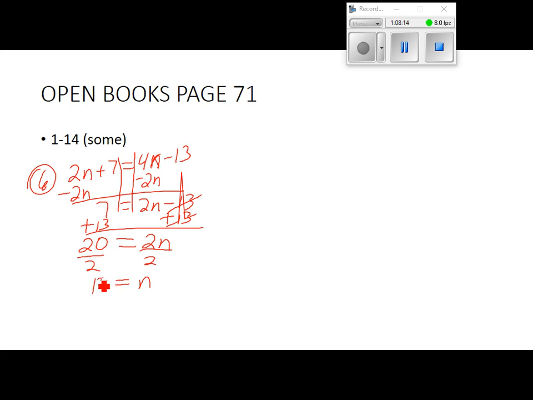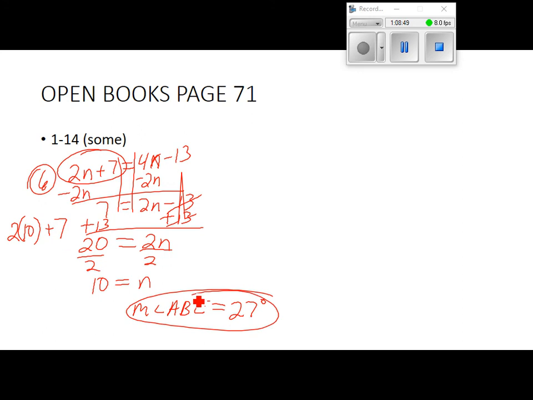Should have read the problem probably. In the figure, opposite rays bisect that. Find ABE. It says find the measure of angle ABE. That's just that little part, isn't it? So what do we have to do? We're gonna plug in right here, aren't we? 2 times 10 plus 7? 27. That's the angle they were looking for this time.